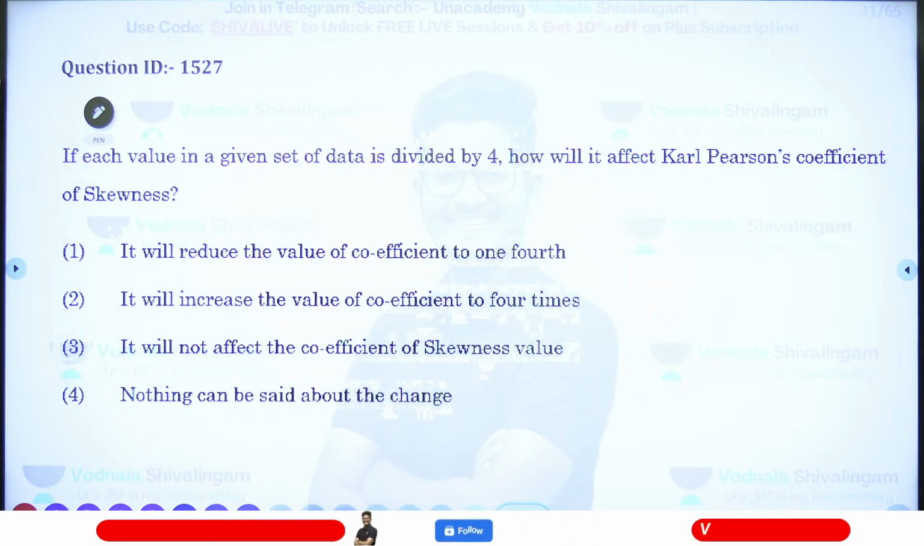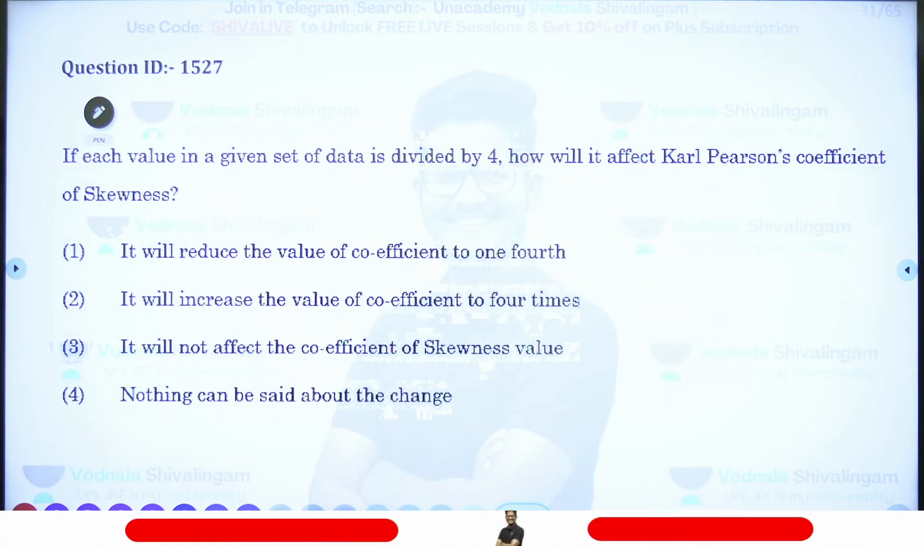If each value in a given set of data is divided by 4, how will it affect the Pearson coefficient of skewness? If each value in a given set of data is divided by 4, how will it affect the Pearson coefficient of skewness?